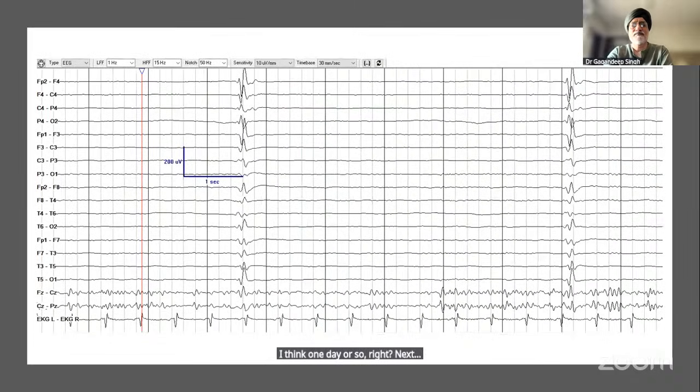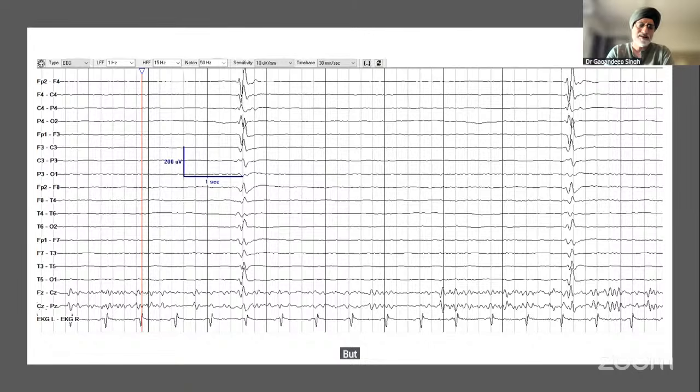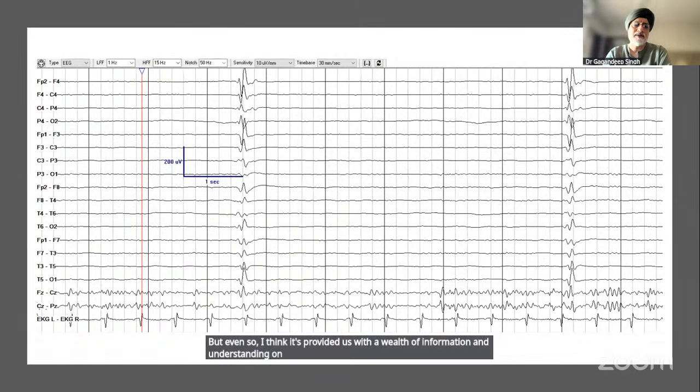Next slide. And these generalized periodic discharges became more and more infrequent. As you can see, the suppression periods went on increasing, and the discharges became more sparse until eventually the patient died, right? So a sad ending, but even so, I think it provided us with a wealth of information and understanding on how status epilepticus evolves. Next slide.